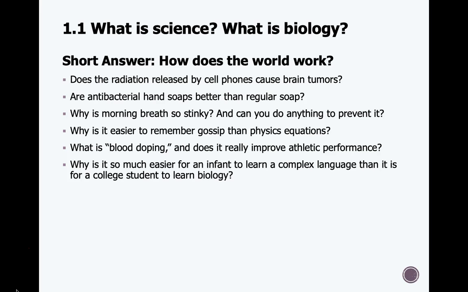Does the radiation released by cell phones cause brain tumors? That's a really important question. That's maybe something that you might have heard about in passing or heard a news blurb about or something like that. So there are ways that you can go about answering these questions in a scientific manner so that you can really isolate your situation and sort of see what things are contributing to a particular phenomenon.